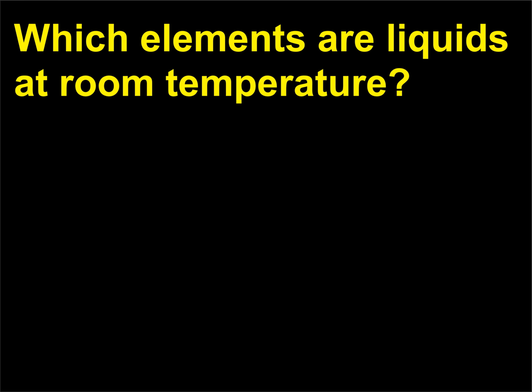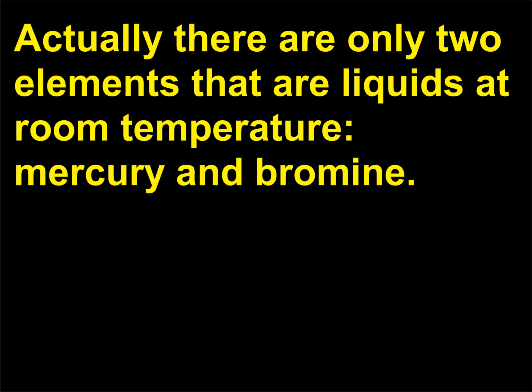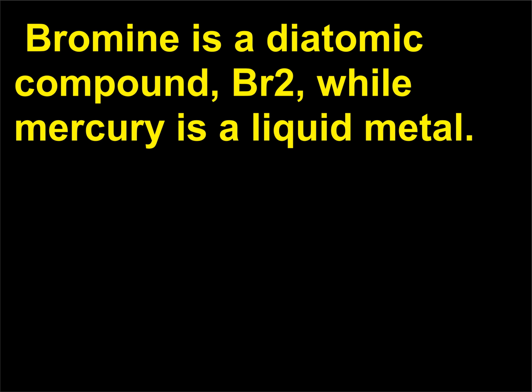Which elements are liquids at room temperature? Actually, there are only two elements that are liquids at room temperature, mercury and bromine. Bromine is a diatomic compound, Br2, while mercury is a liquid metal.